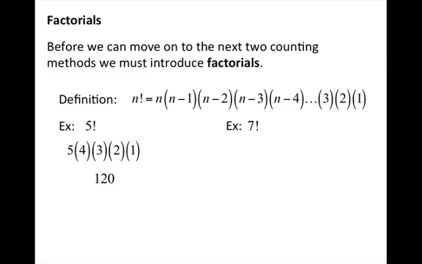In the next example, 7 factorial, I start with 7 and count down until you get to 1. So we're going to have 7 times 6 times 5 times 4 times 3 times 2 times 1. If I multiply these, I get 5,040.